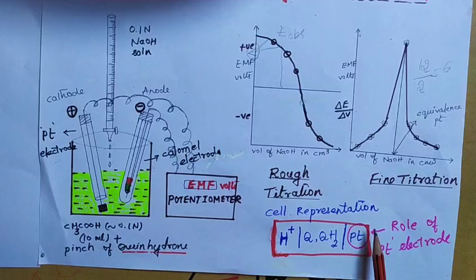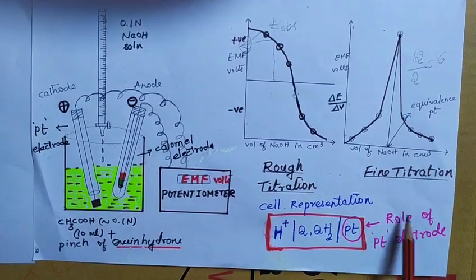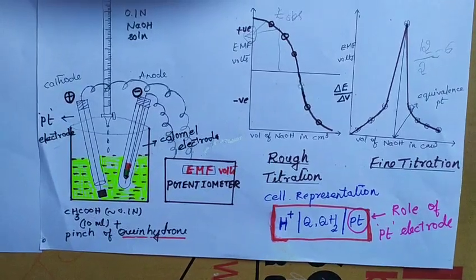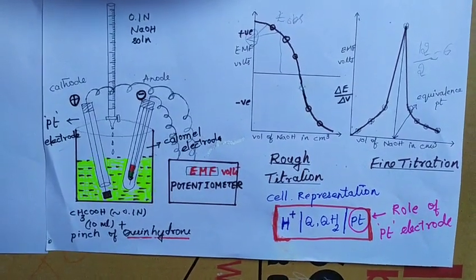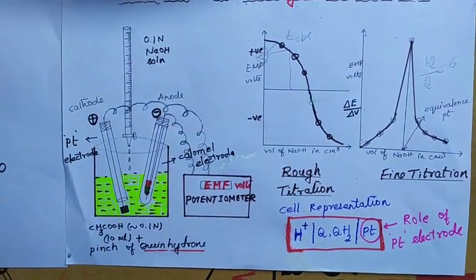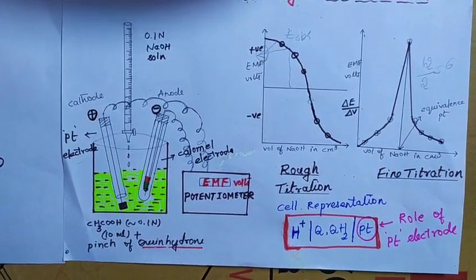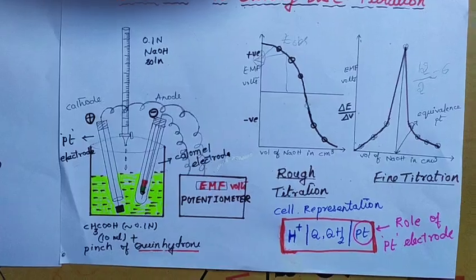So what is the role of platinum metal here? The platinum is basically an inert metal. So it gives the surface for the establishment of the potential. That means it acts like a postman. So it will accept the electron and give the electron.